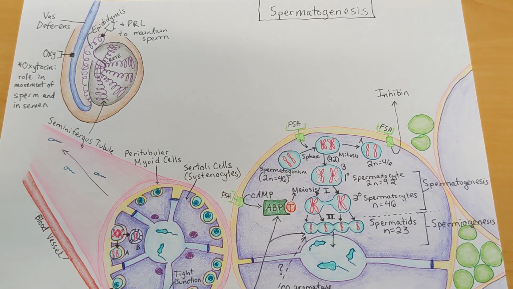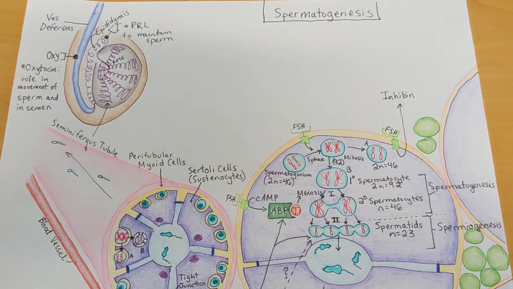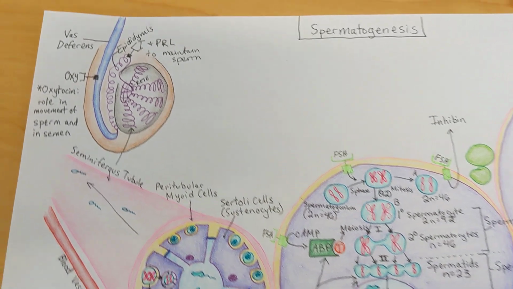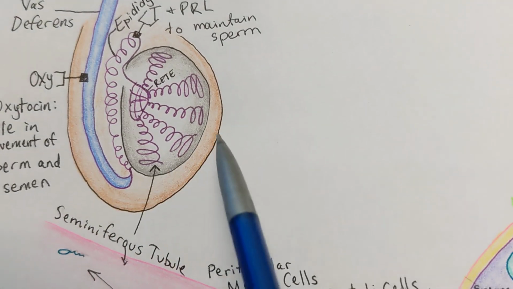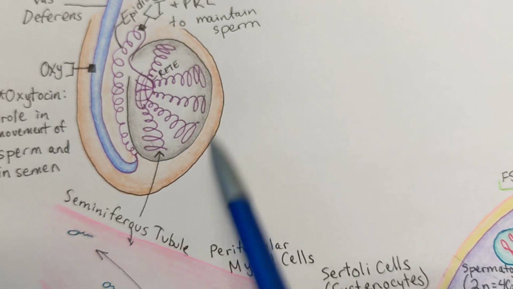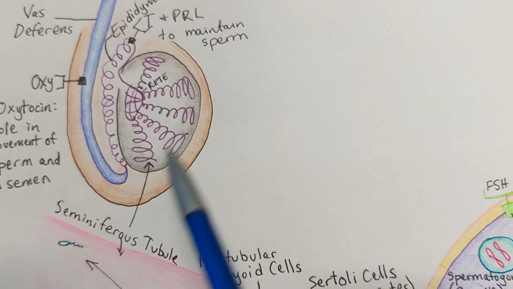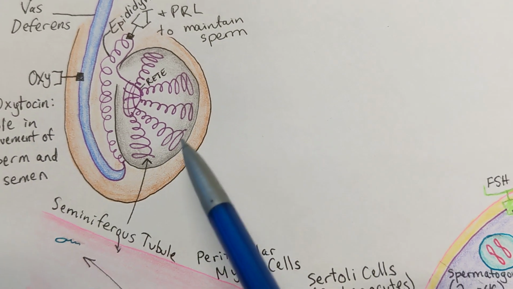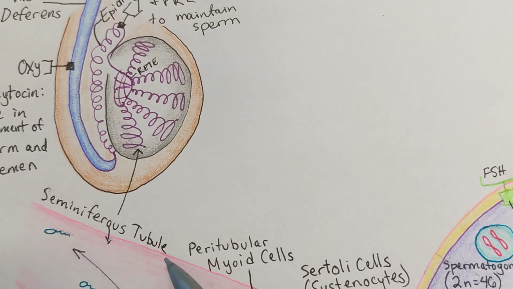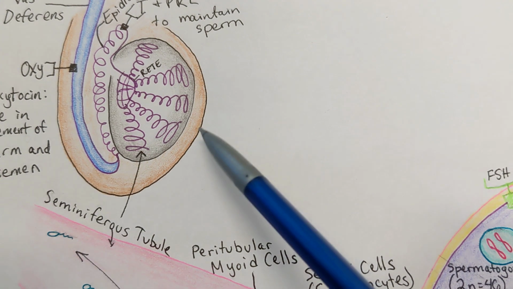In this video, I'm going to introduce the process of spermatogenesis and its endocrine control. Let us first get a little perspective about where we're discussing. This is a testicle, the scrotum, and within it, the testis or the gonad of the male. Note that the testis is made up of tubules called seminiferous tubules.